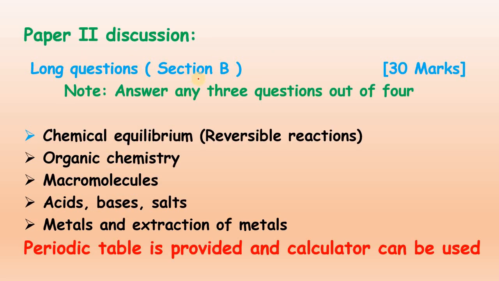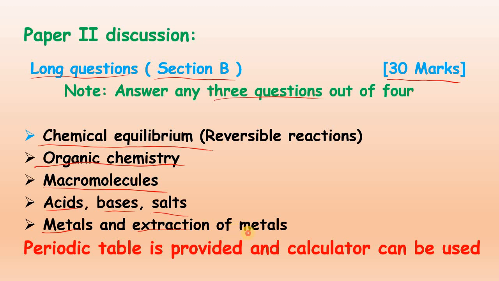Now we are moving towards the second section, that is section B, and it is related to the long questions, and the maximum marks are 30. Note that we have to answer any 3 questions out of 4. So there is a choice of 1 question. Now look at here the main topics of section B: chemical equilibrium or reversible reactions. Then some questions will be from organic chemistry, macromolecules, acids and bases and salts also, metals and the extraction of metals, right? So these are the main topics related to section B of paper 2 chemistry.